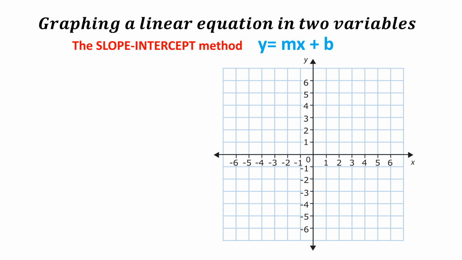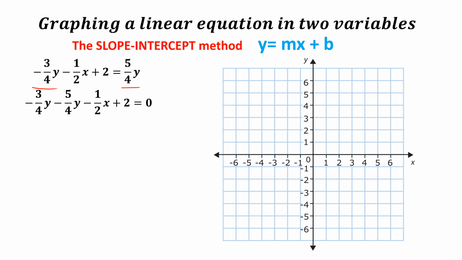Okay, and here is our next example. You're given an equation: negative 3/4 y minus 1/2 x plus 2 is equal to 5/4 y. We are to adjust them into y equals mx plus b, and thus we will be gathering similar terms. This one and the other one are similar, thus we have to write them together, and that's it. We have this one, and then the next step is we are going to combine the negative 3 and the negative 5, and they have the same denominators, so therefore we have negative 8 over 4.